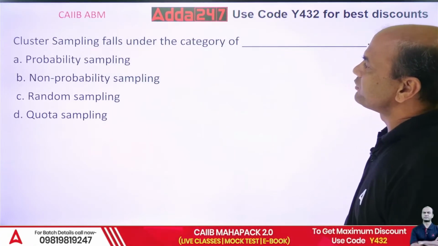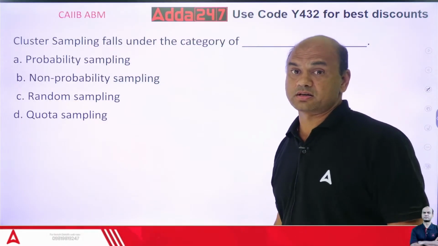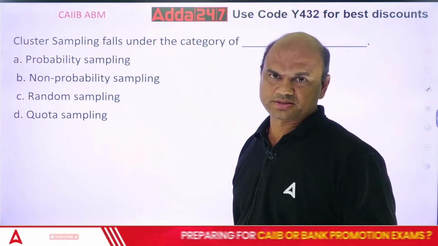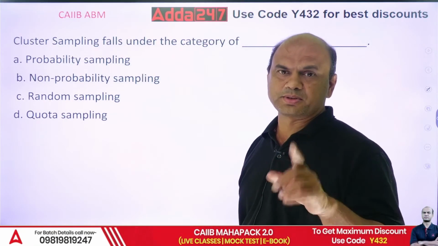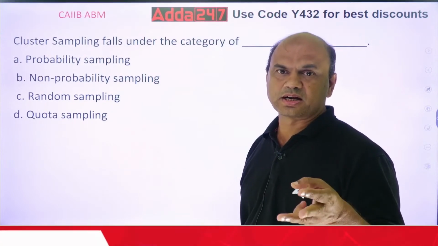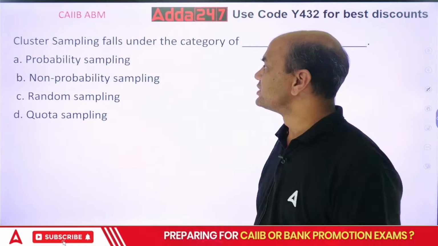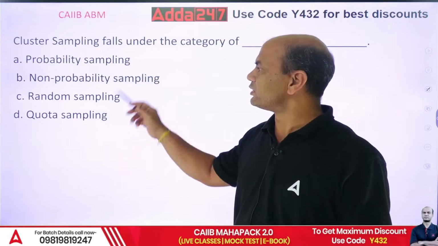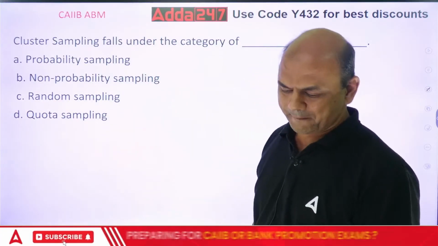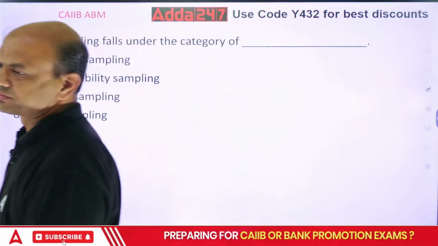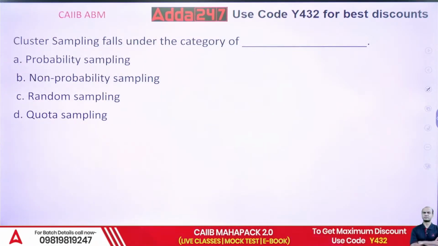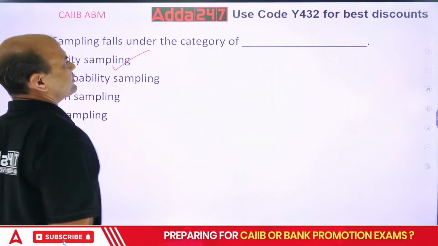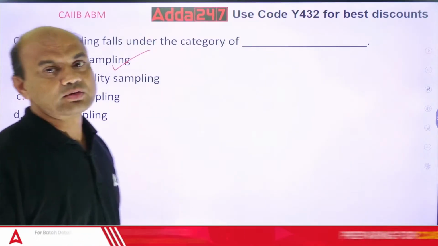Cluster sampling falls under the category of cluster. Now look at this. Probability sampling, as I told you earlier, has 4 parts. Simple random, systematic, stratified, and last one is cluster. So what is cluster sampling? So this cluster sampling is a part of what? Probability, non-probability, random or quota? Think everyone. Just now I gave you. It's a part of probability. Okay, it's a part of probability sampling. Cluster sampling is a part of probability sampling.